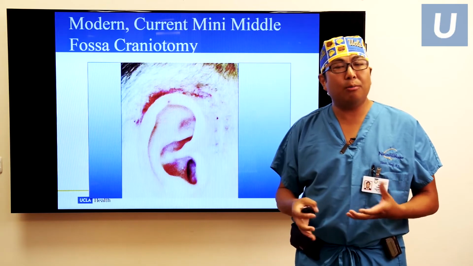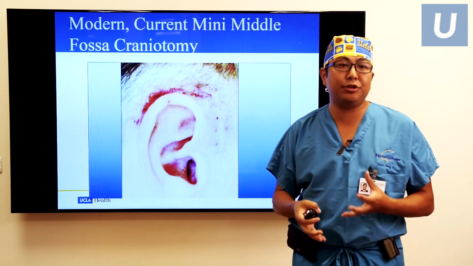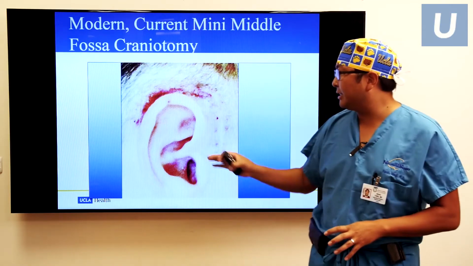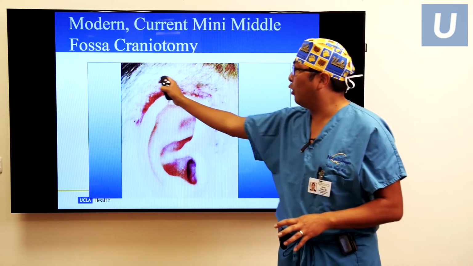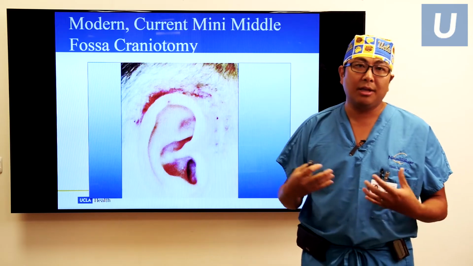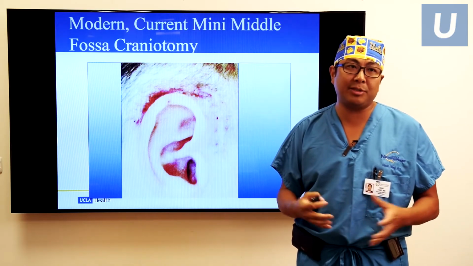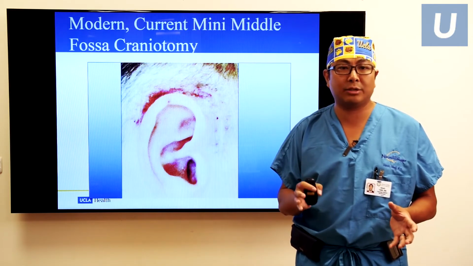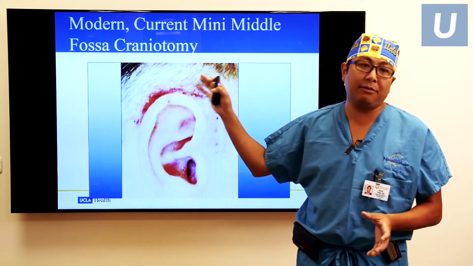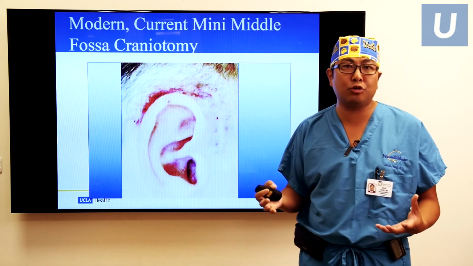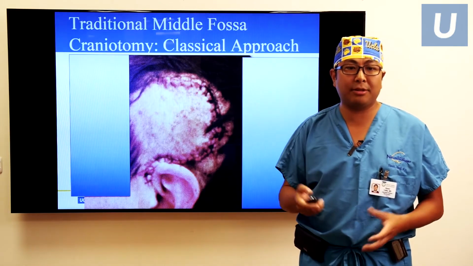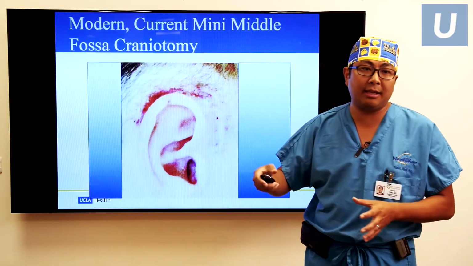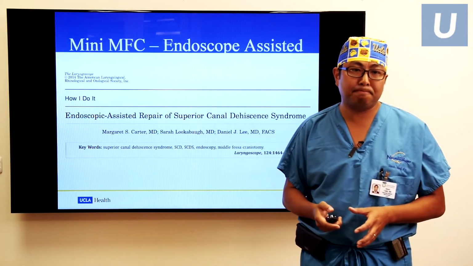I think now more modern and more current series use a mini middle fossa craniotomy. So a mini MFC. Here's the ear. You can see the incision goes up, over, and down. And this is really the incision that we here at UCLA were using between about 2011 and about halfway through 2014. We were using this mini middle fossa craniotomy, a mini approach. And this is much smaller compared to the previous incision. You can see a previous scar. We were shrinking the incision down already through a mini middle fossa craniotomy.